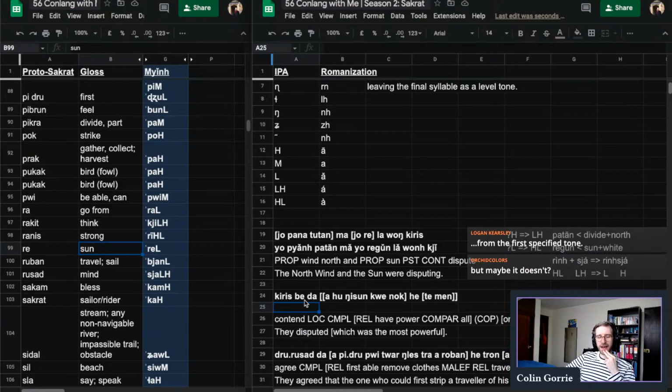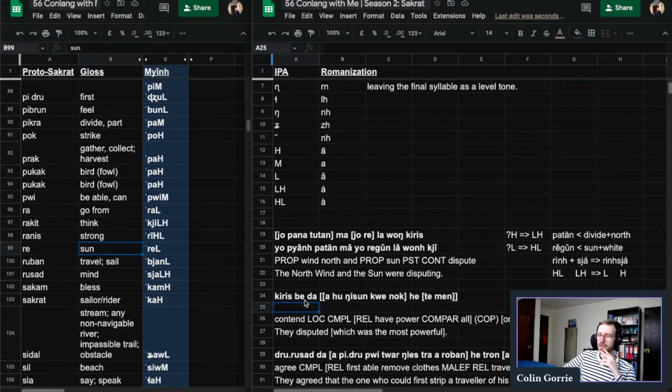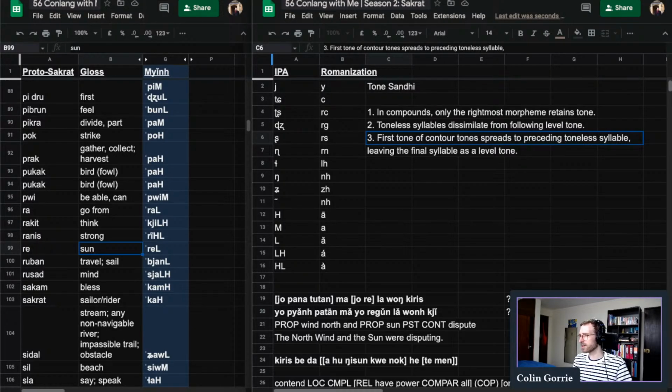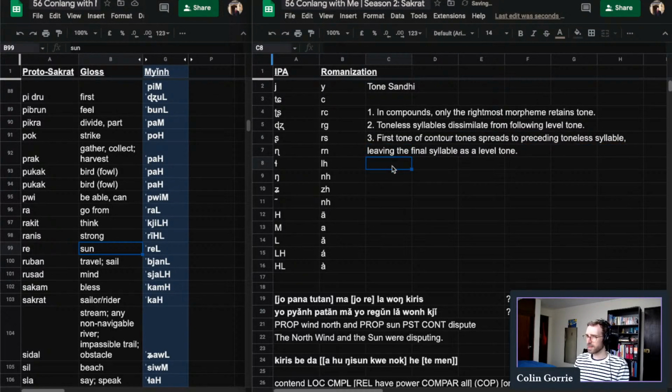Logan has an interesting thought here. If the tone contour splits across two syllables and then we get the dissimulation going on. Yeah, I mean, that could definitely work as well, and it would fit, I think, in with rule 2. First tone of the contour tone, if we were to do it this way, spreads to preceding toneless syllable, leaving the final syllable a level tone.